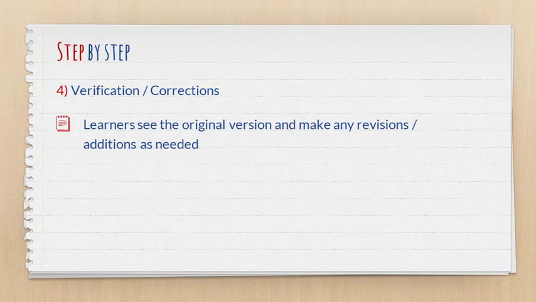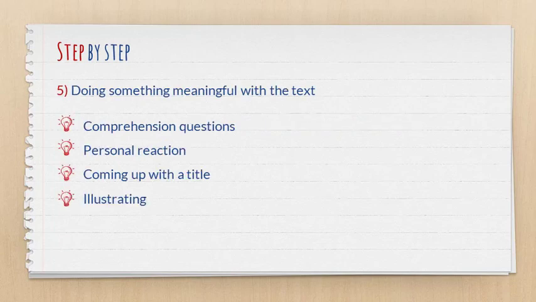The last step, which was not included in the original Dictogloss, but I think it is absolutely crucial, is to do something meaningful with the text. What can you do with the text? Well, of course, you can do comprehension questions, you can do personal reaction, you can even do things like coming up with a title for it, you can do things like illustrating that text, etc.